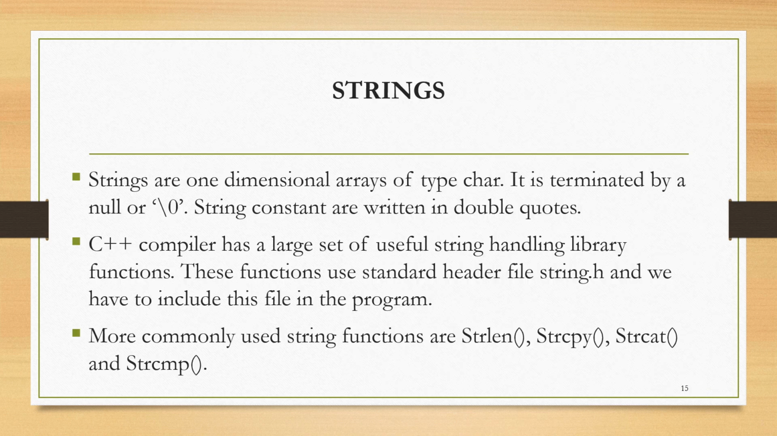Okay, now we'll see strings. What are strings? Strings are a one-dimensional array of type character. A character type one-dimensional array is the string. It is terminated by a null or backslash 0. String constants are written in double quotes. A string means a set of continuous conventional characters.